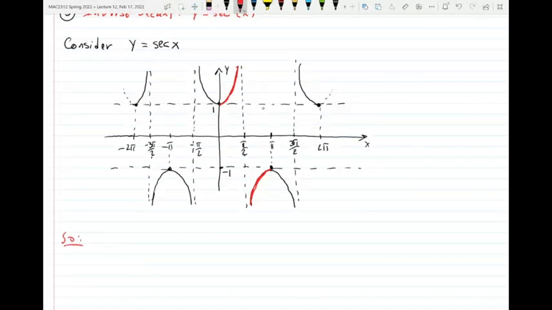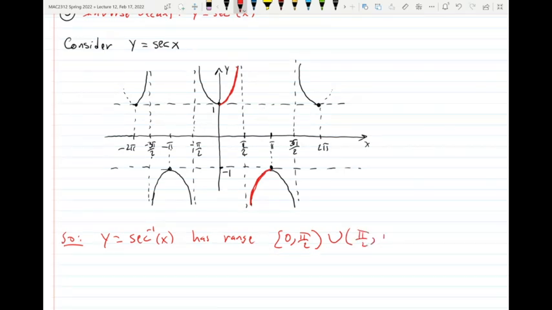So y equals inverse secant of x makes sense now, and this has range from 0 to pi over 2, union pi over 2 to pi.